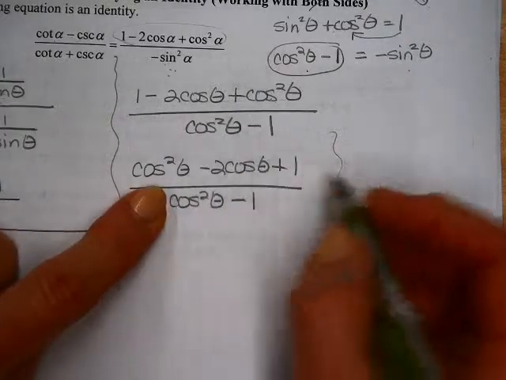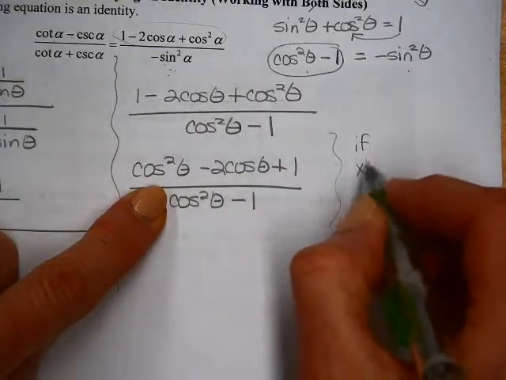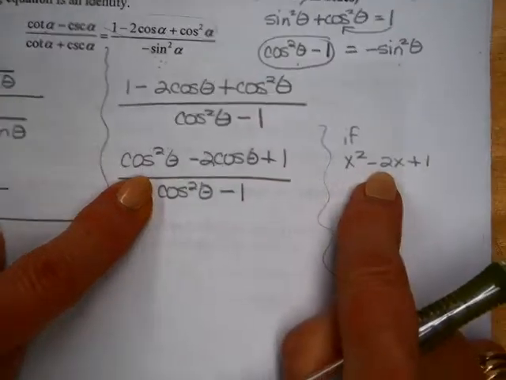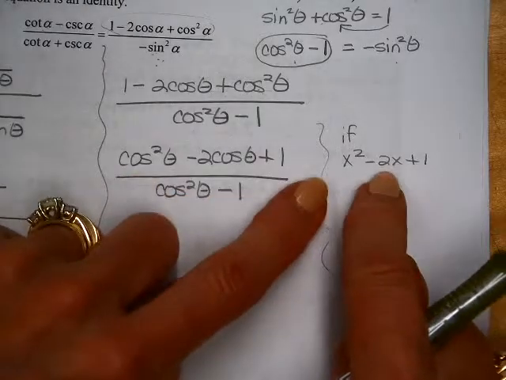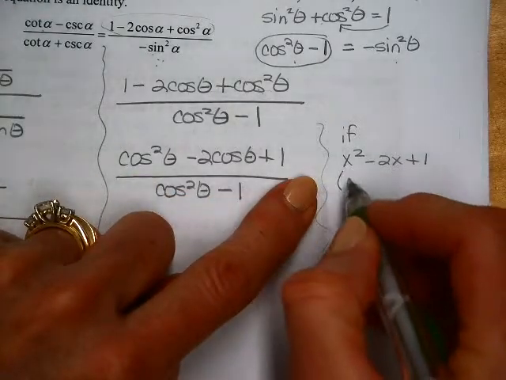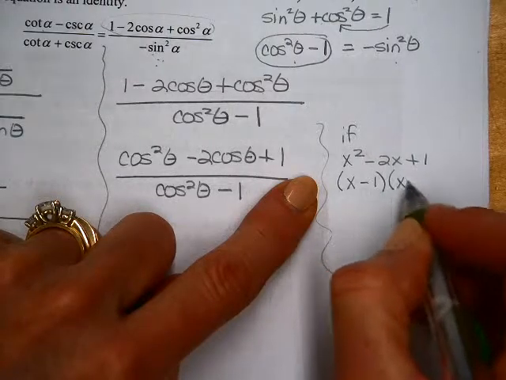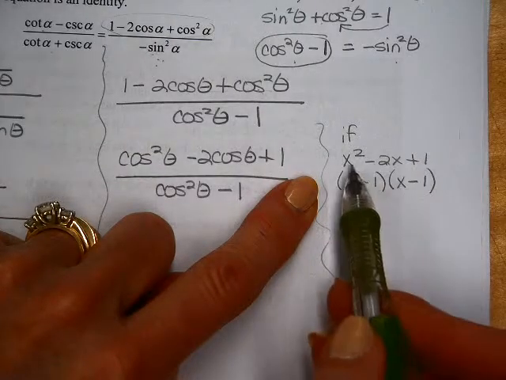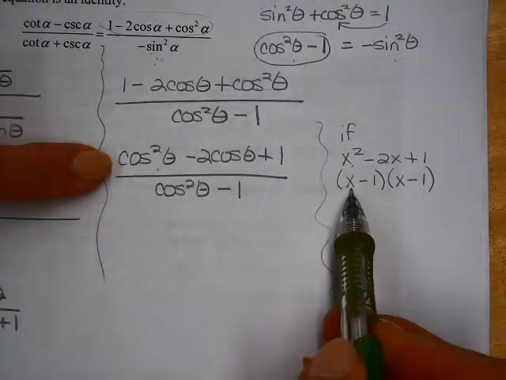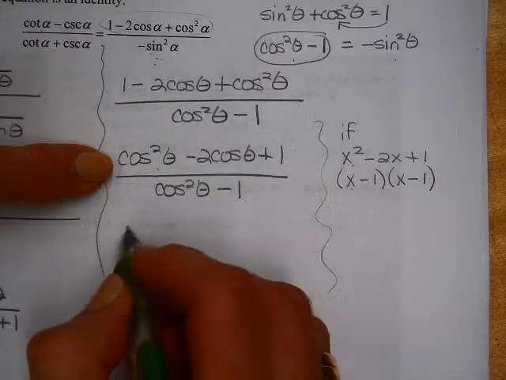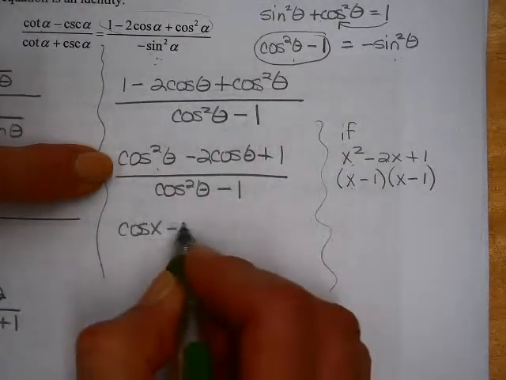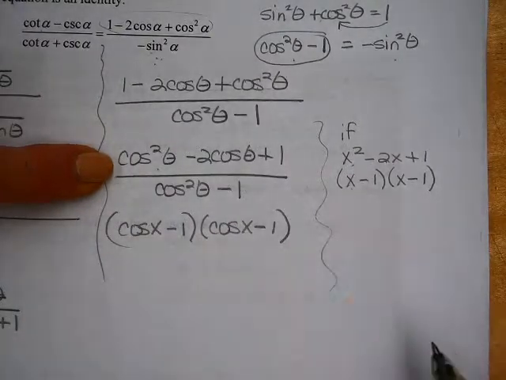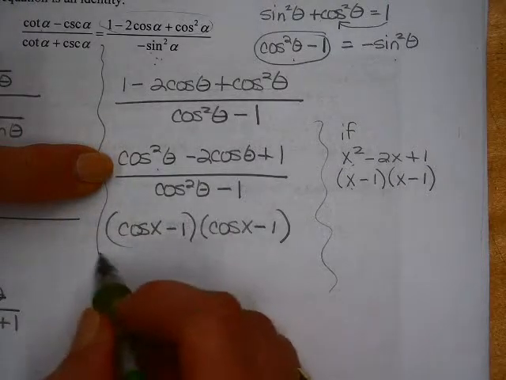Think back to algebra. If this were x squared minus 2x plus 1, then you're supposed to know how to factor this, because this would factor into x minus 1 times x minus 1, right? Because you could FOIL it back out and get this. Well, we don't have x's, we've got cosines, but it factors the exact same way. So we can factor it into cosine x minus 1 times cosine x minus 1 all over.